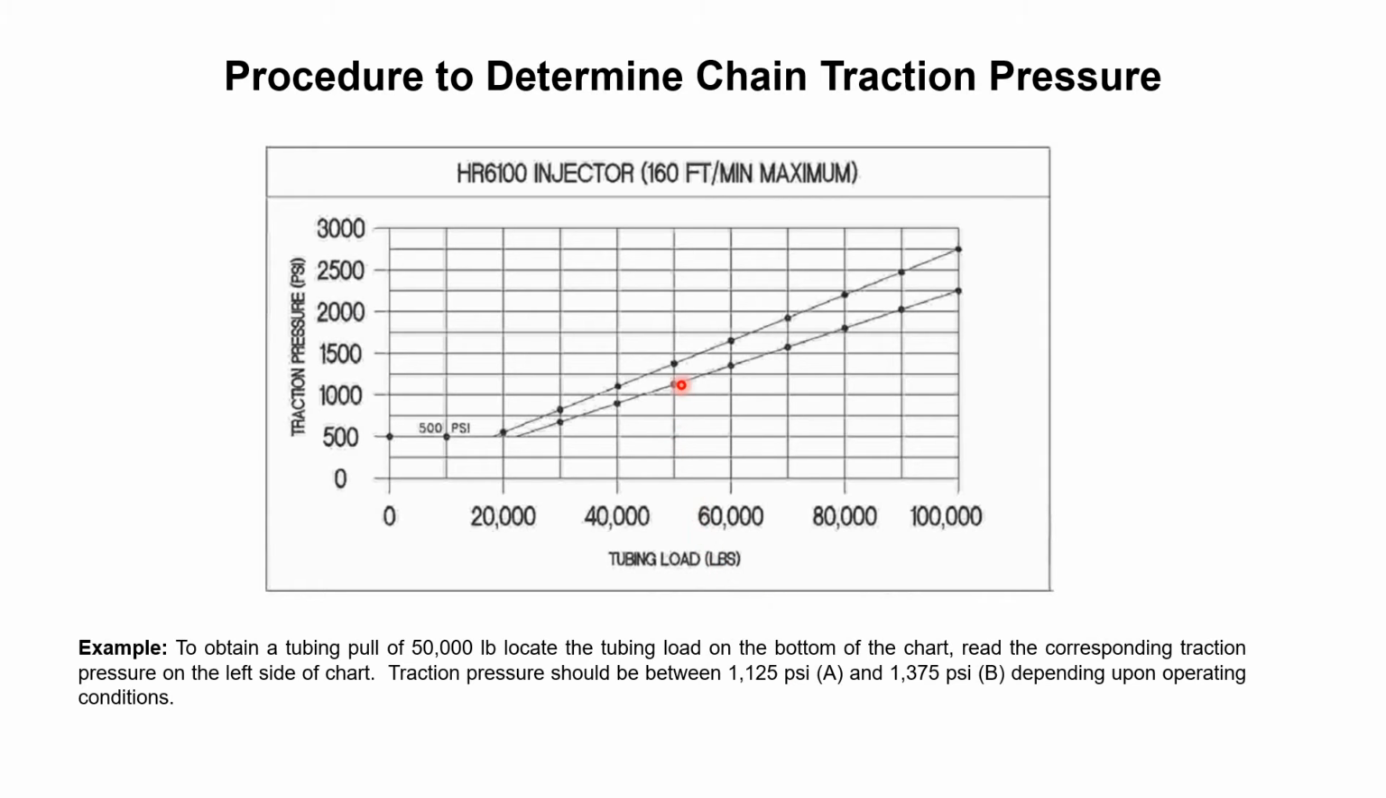Just see again, these are the extreme values. It means for 50,000 pounds the minimum traction pressure needed will be 1125 and the maximum pressure will be 1375. So we have to adjust the value between 1125 and 1375. Now how to decide which value between these two values depends upon certain factors, which you are going to see in the next slide.